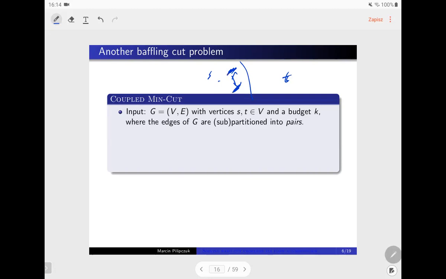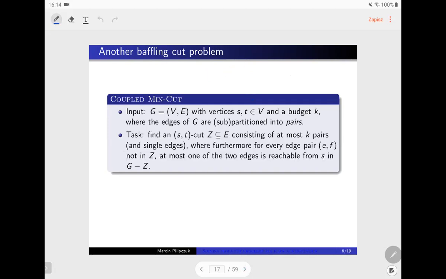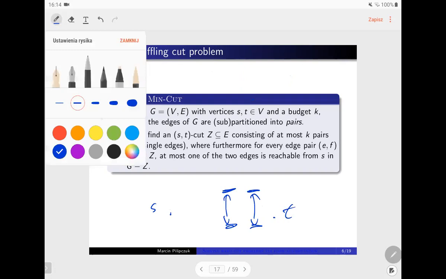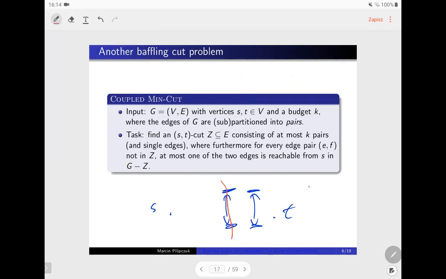But there's one caveat. Let me just draw it again, S and T. There are some pairs of edges, they're paired to each other, okay? And I can cut through a pair, so both edges are cut from a pair, and I pay only one, but cut two edges. But the caveat is that if there's a pair that I don't cut, I cannot leave both edges on the reachable from S side. Okay, this sounds very strange, but let me draw another picture. So let me wipe out this one and draw another.